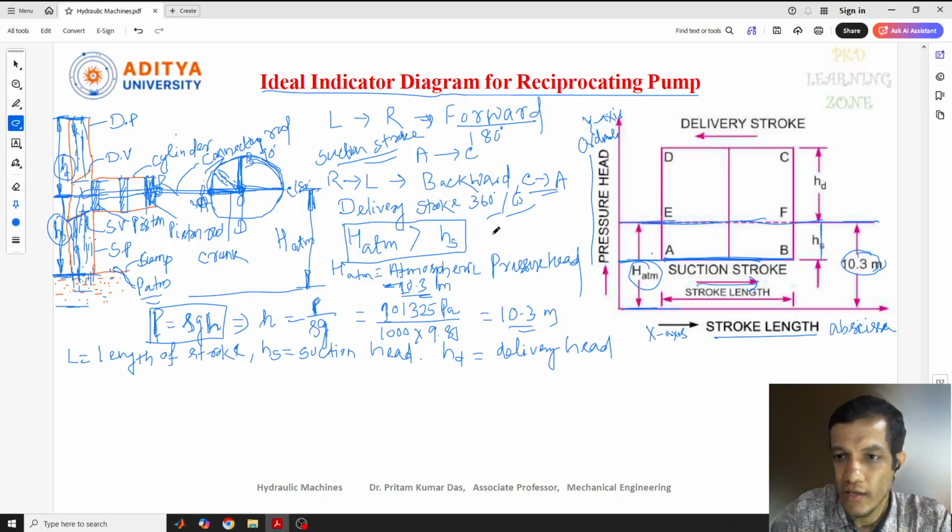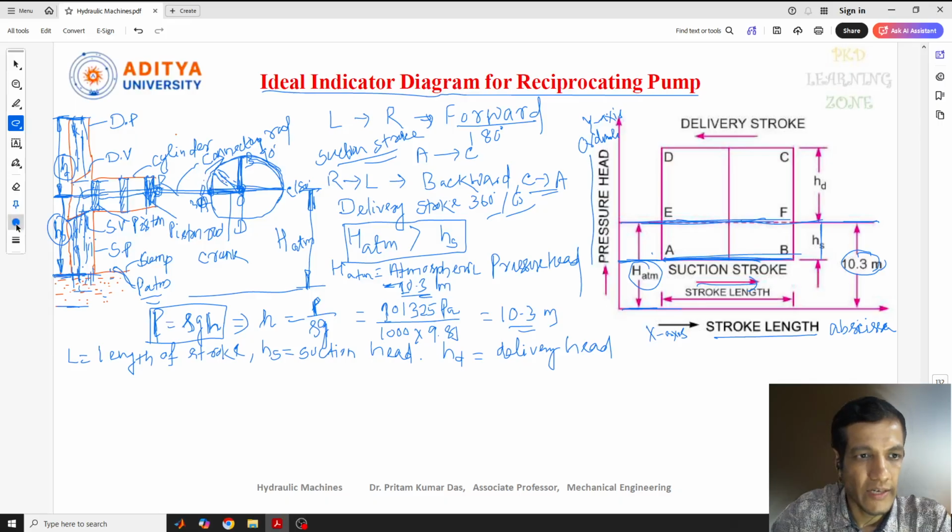The pressure head during this suction stroke is given by the AB line, which is below the EF line. You can see the EF line. I'm just telling you how it is represented. So this AB line is the suction stroke, or the suction length.